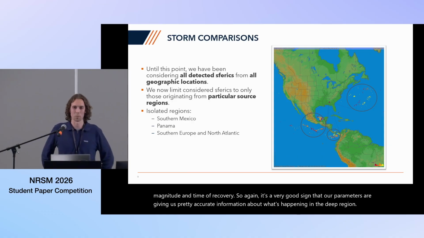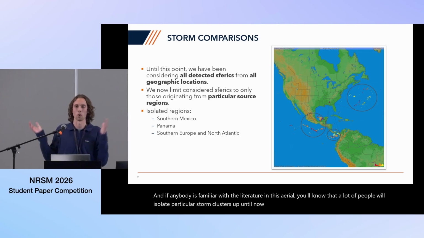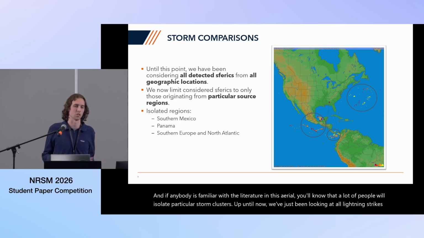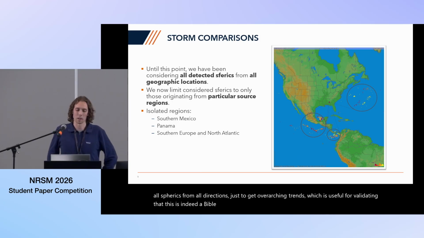And if anybody's familiar with the literature in this area, you'll know that a lot of people will isolate particular storm clusters. Up until now, we've just been looking at all lightning strikes, all spherics from all directions, just to get overarching trends, which is useful for validating that this is indeed a viable method. But now we're going to take a look at specific source regions.